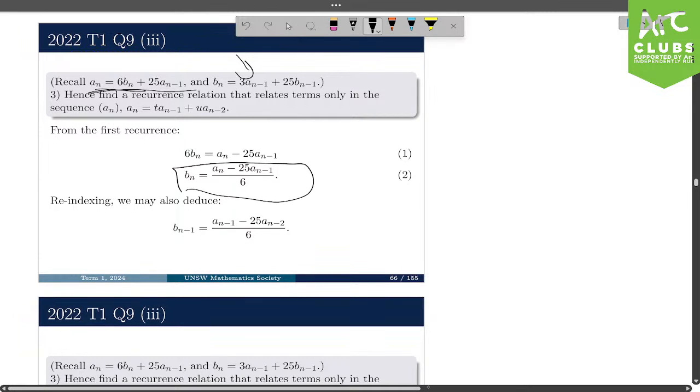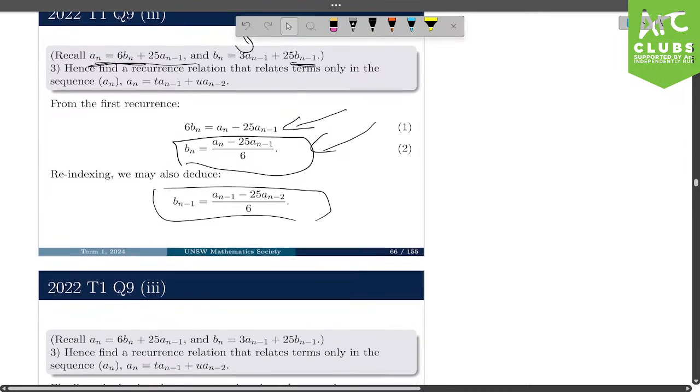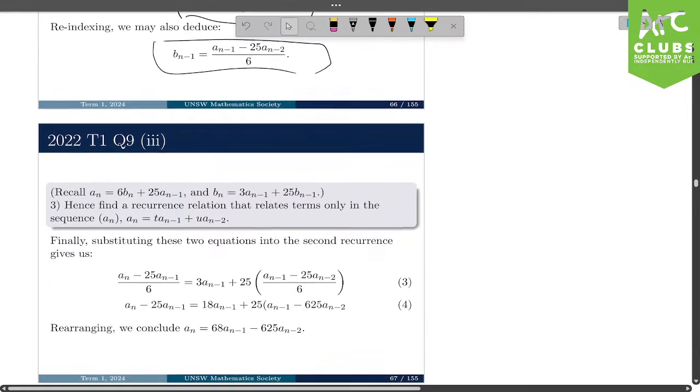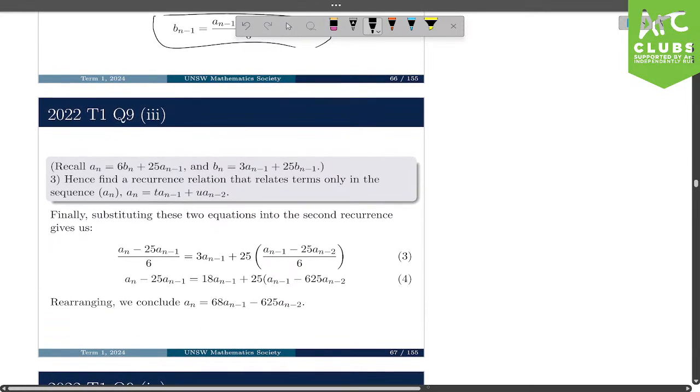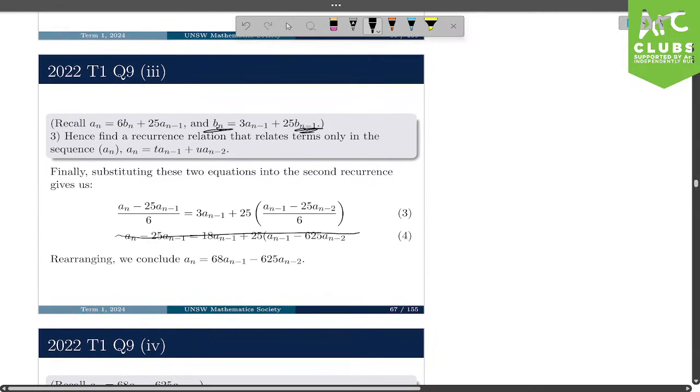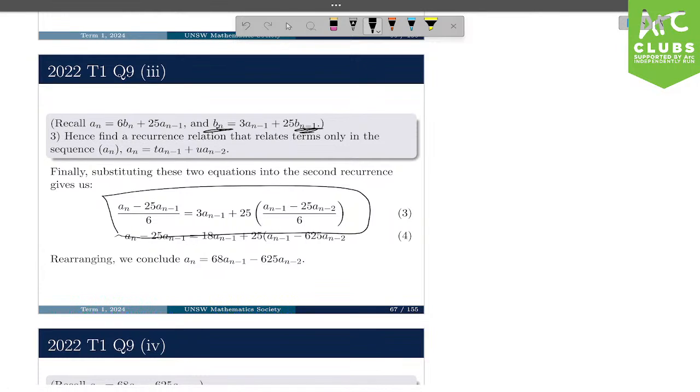And we get this recurrence here. If we do some rearranging, so we put 25 an minus 1 to the other side, we get this one here, and then we get this guy here. So we have bn in terms of an with a bit of reindexing. Because we have a bn minus 1 here, we're going to aim to also substitute bn minus 1 into that. So we have these 2 terms, all in terms of an. That's useful because if we directly substitute bn and bn minus 1 here, we get this monstrosity, which all simplifies down.